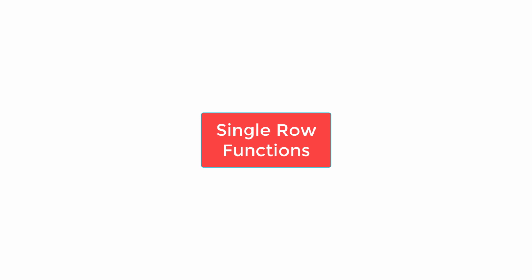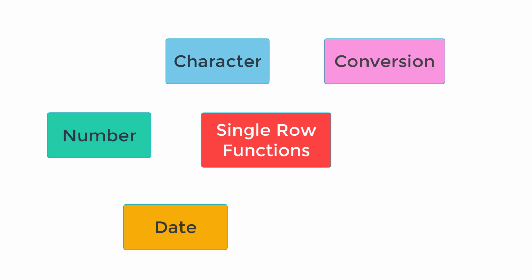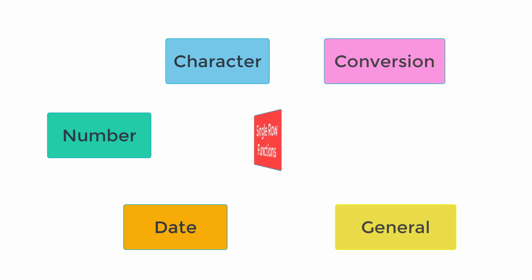In this video, we will cover the following functions: character functions that accept character input and can return both character and number values, and number functions that accept numeric input and return numeric values. You will learn about the following single row functions in the upcoming videos: date functions that operate on values of date data type, conversion functions that convert a value from one data type to another, and general functions that take any data type and can also handle nulls.